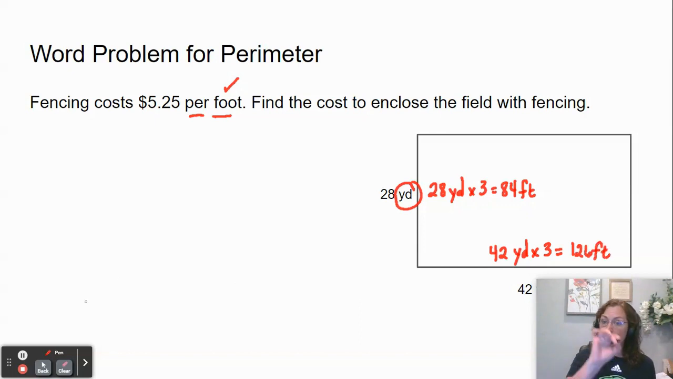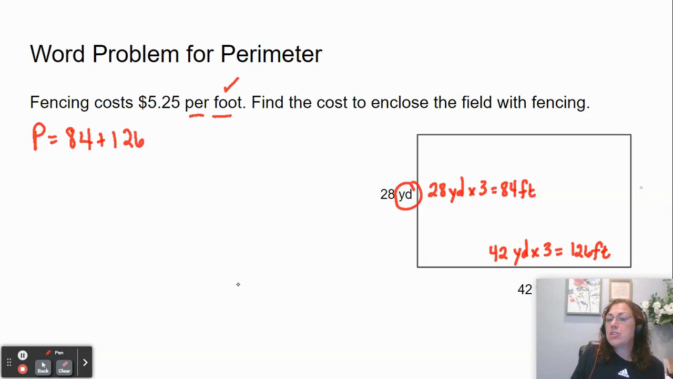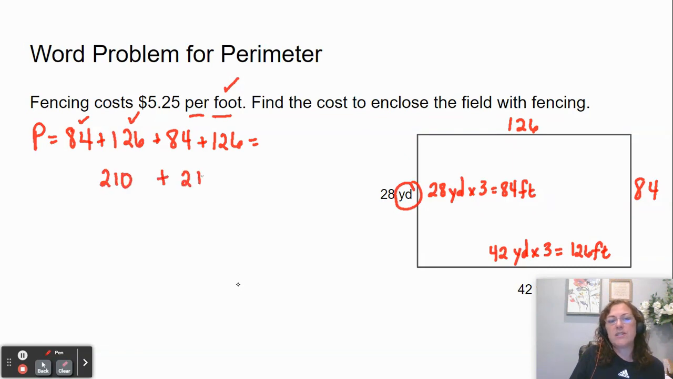Now remember, perimeter is the distance around that field. So we're going to do the perimeter. We'll add the 84 plus 126. Plus, don't forget we have another 84 to fence over here and 126 over here. If we add those together, 84 and 126 will give me 210. And then 84 and 126 is 210 again. So we get 420 feet that we need to fence.